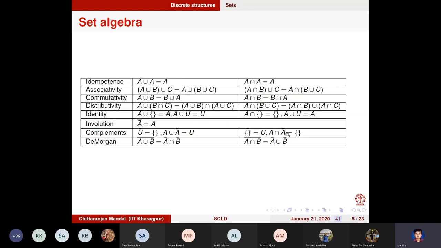And finally, you have De Morgan's law, which I have stated before: the complement of A union B is A complement intersection B complement. The complement of A intersection B is A complement union B complement. So these are all the rules, or axioms, or laws you have in set algebra. And these are always true, in the sense that whatever may be the value of A, B, these are always true. It doesn't depend on a particular A or B.